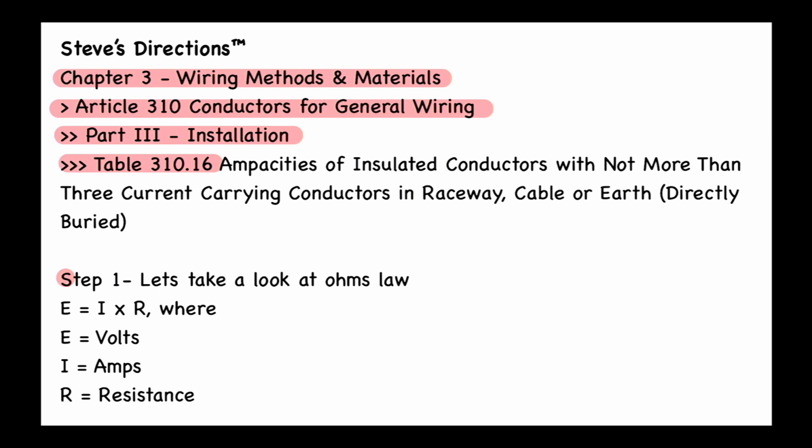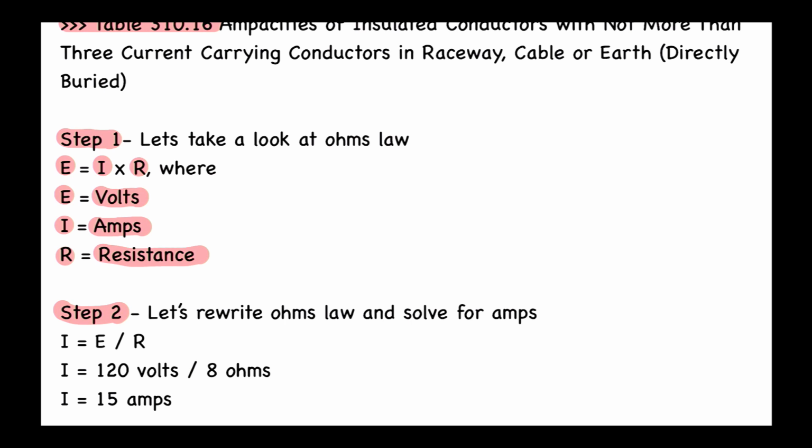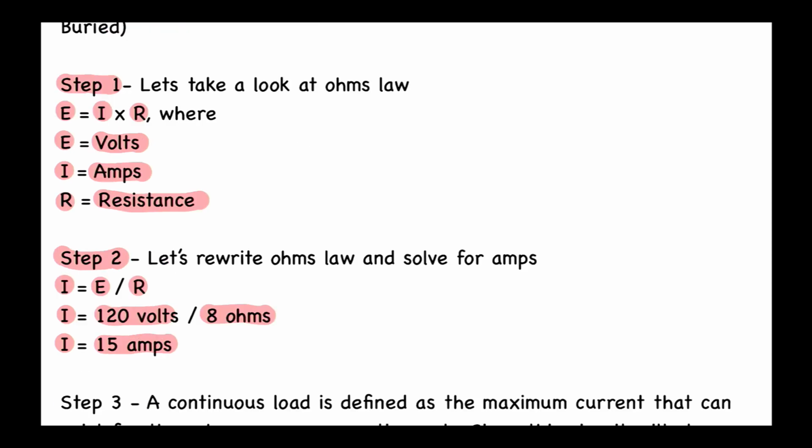So step 1, let's take a look at Ohm's law. That's where we have E is equal to I times R, where E is equal to volts, I is equal to amps, and R is equal to resistance. In step number 2, let's rewrite Ohm's law and solve for amps. So I is equal to E divided by R. I is equal to 120 volts divided by 8 ohms. I is equal to 15 amps.